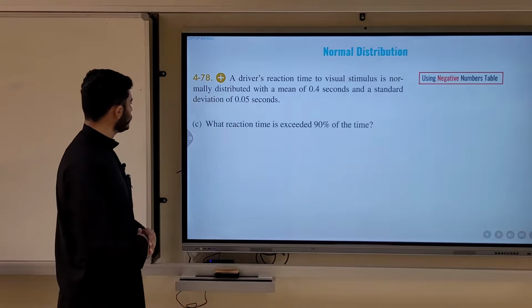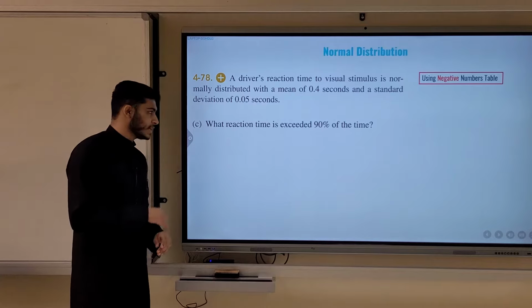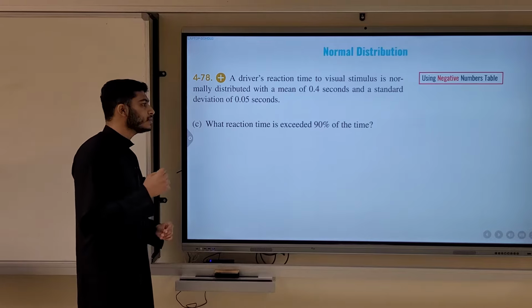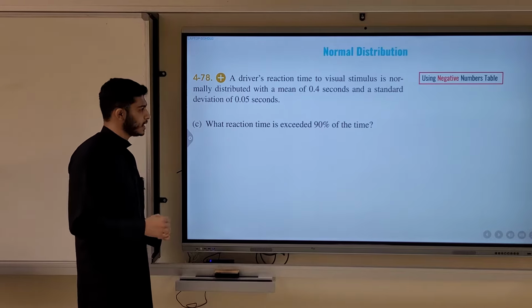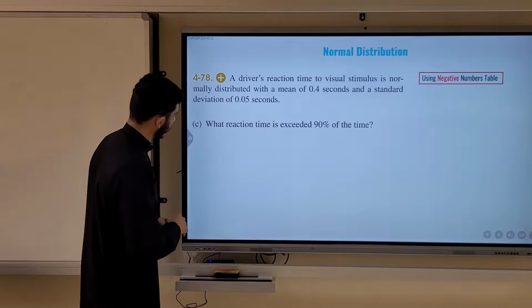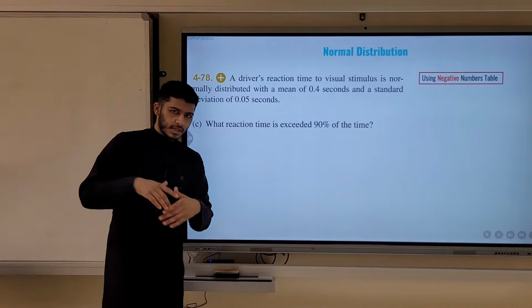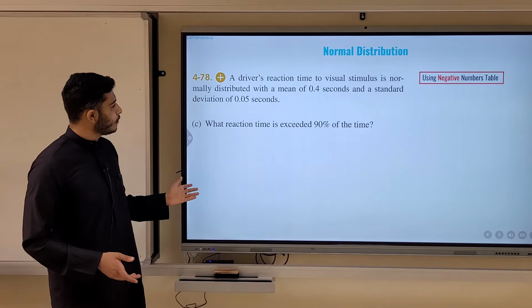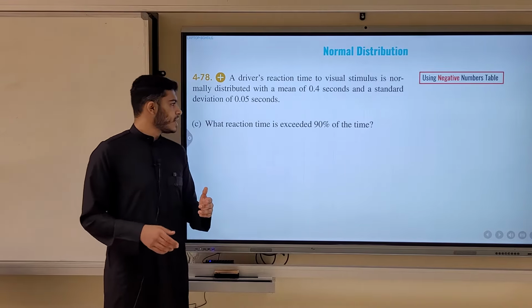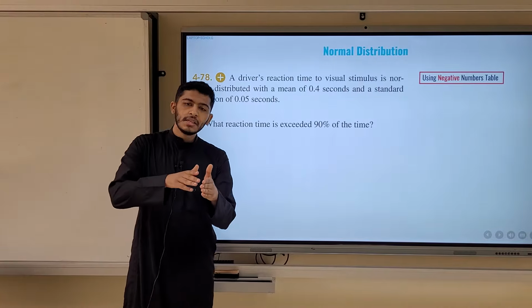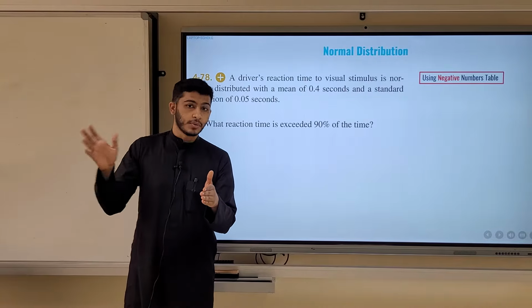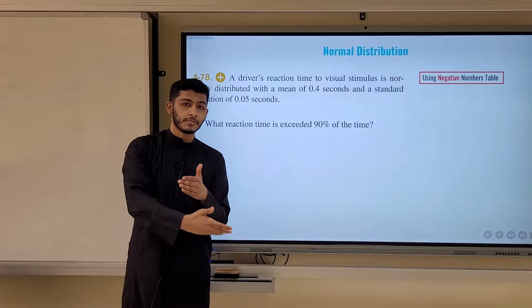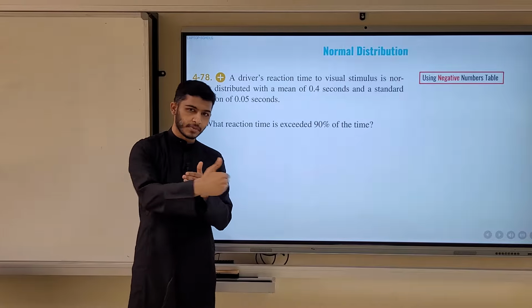I think this is the last part of the question. What reaction time is exceeded 90% of the time? Okay. So remember that was 95, exceeded 95. Now it's exceeded 90%. What they are asking for is the value of X such that 90% of the data is above it. So it is from what? From the bottom 10%. So we are trying to find the bottom 10%.